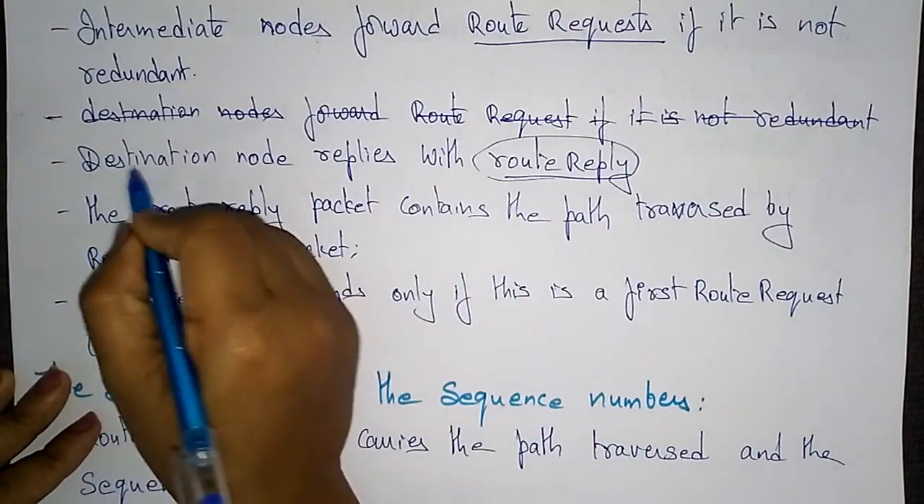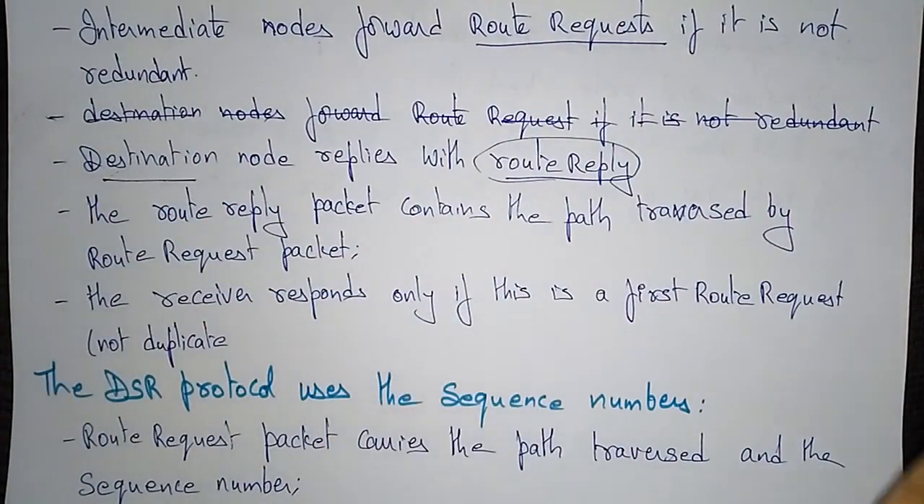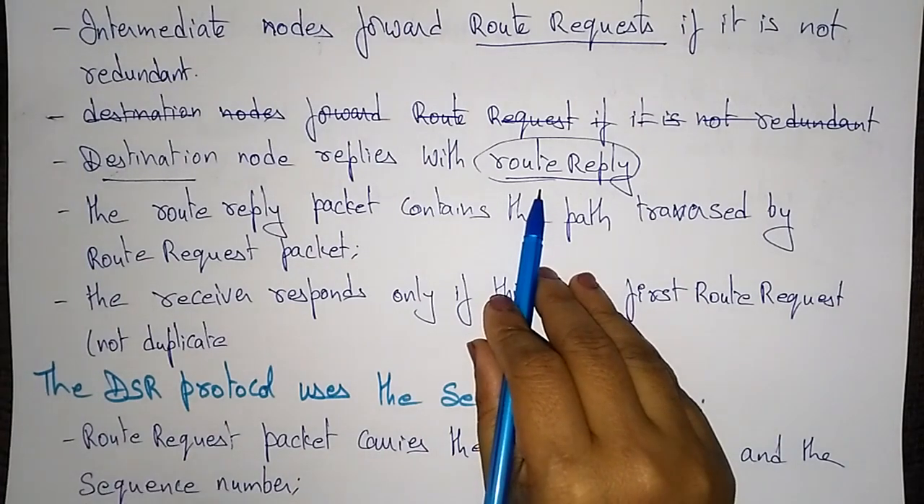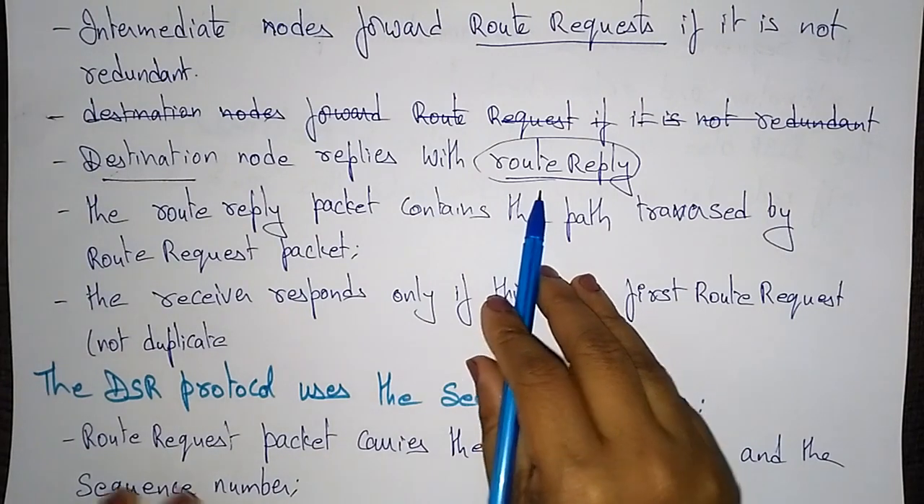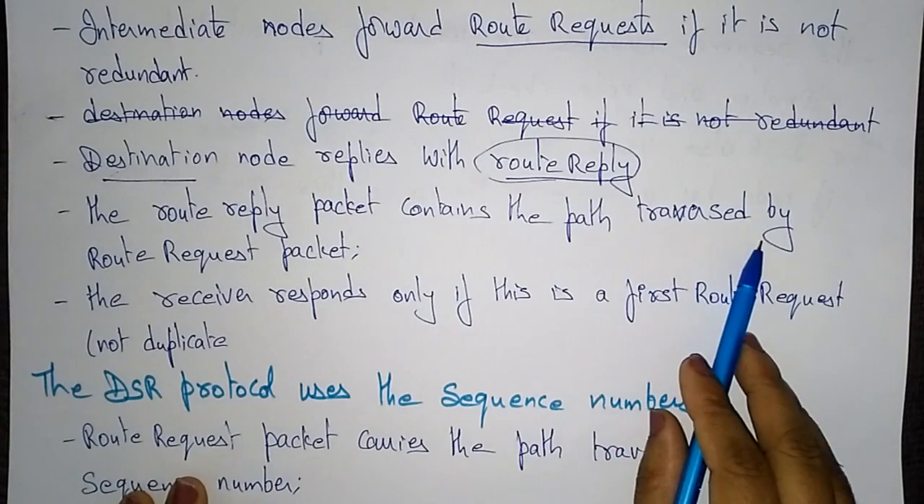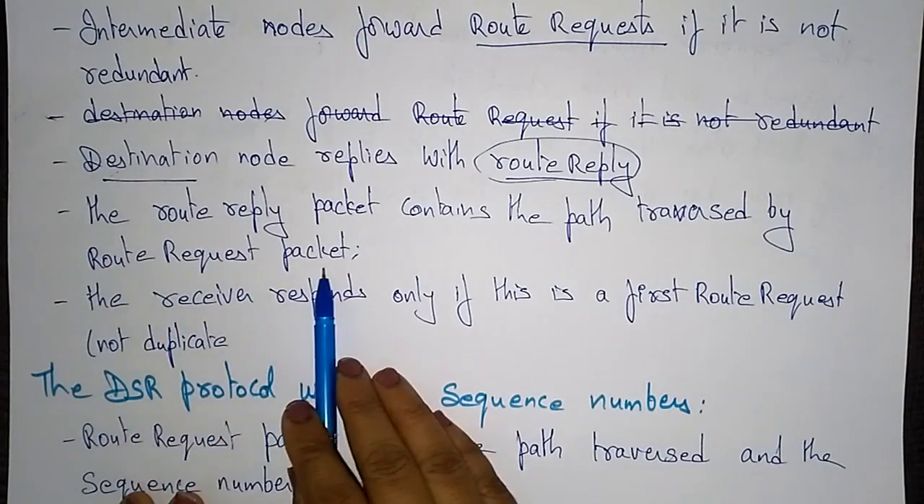The destination is replying with a route reply. By selecting the shortest path, after checking all the paths that are coming from the data, the destination is going to select the shortest distance path and reply to the source in the form of a route reply. The route reply packet contains the path traversed by the route request packet.